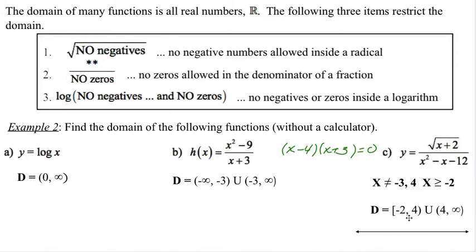So here's what we end up getting. Anything that is greater than or equal to 2 but less than 4, and anything greater than 4 on to infinity are okay in our domain.